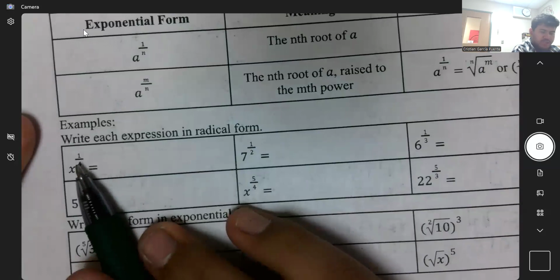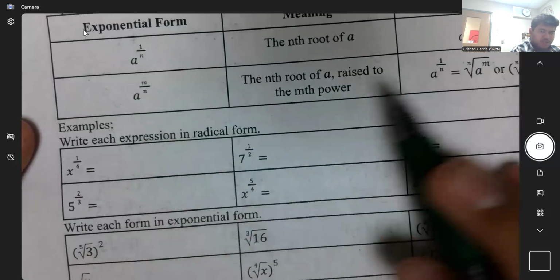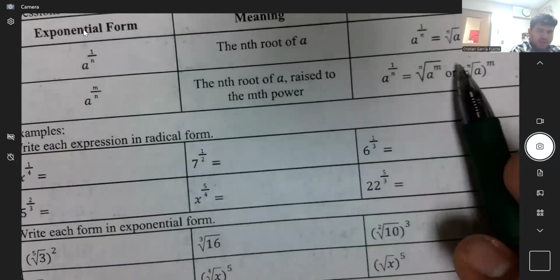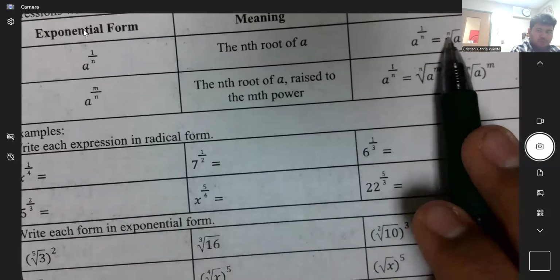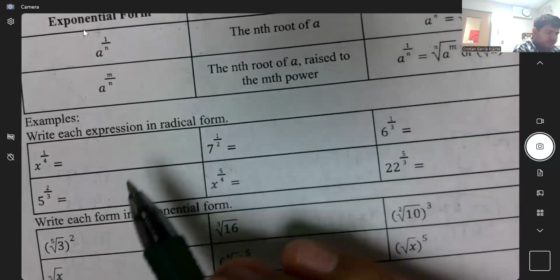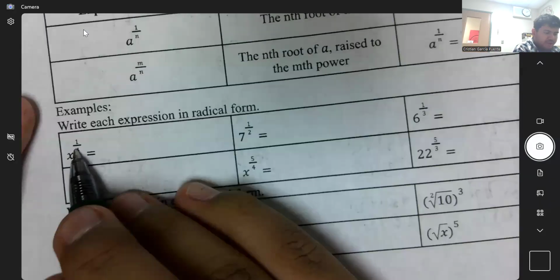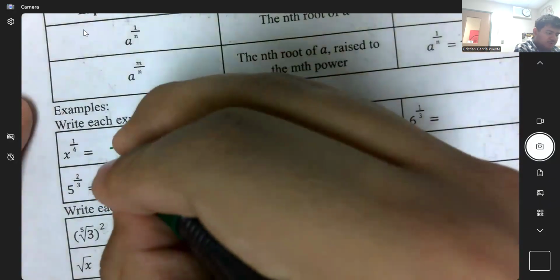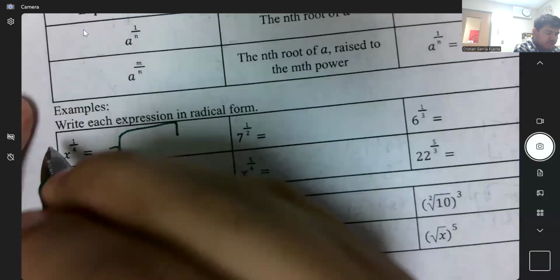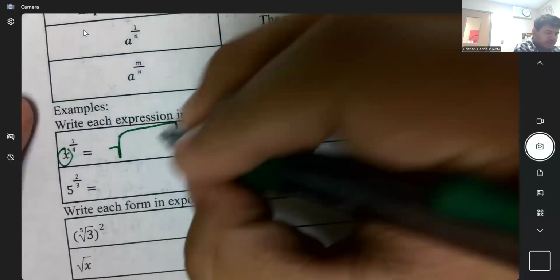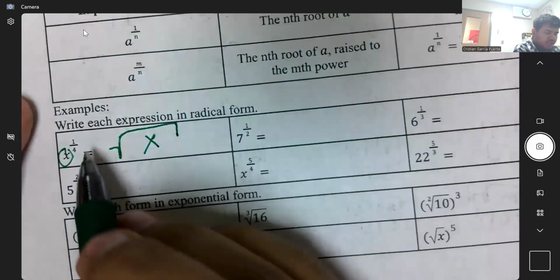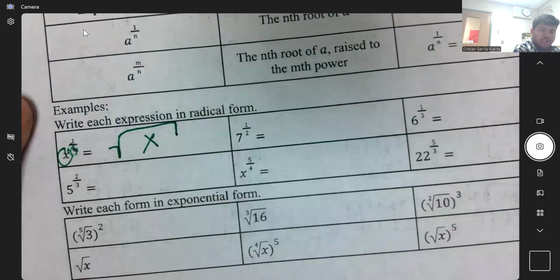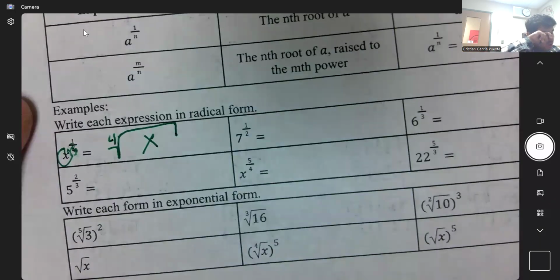So you see how you have x to the power of 1/4? That means over here, the bottom number is going to be your root, your n, whatever you put on the outside of the house. So you put your house. The x is always going inside the house, and this number is going on the top of your house. So you put a 4. And then you're done. So that's all you're going to be doing.